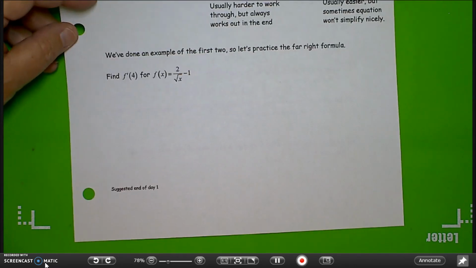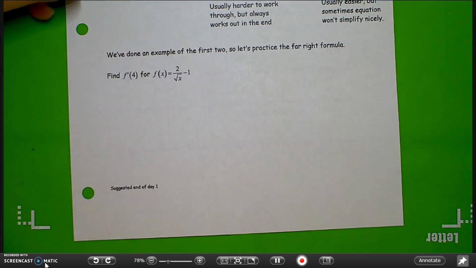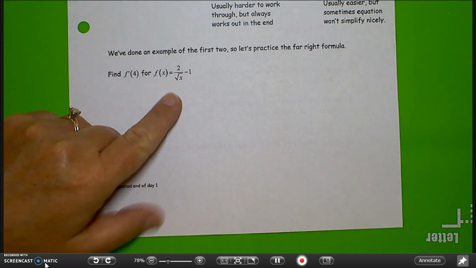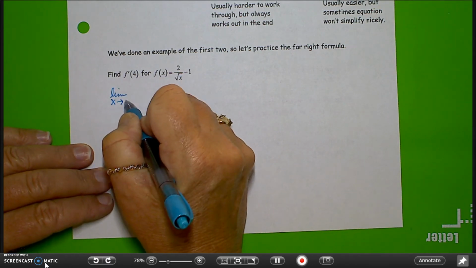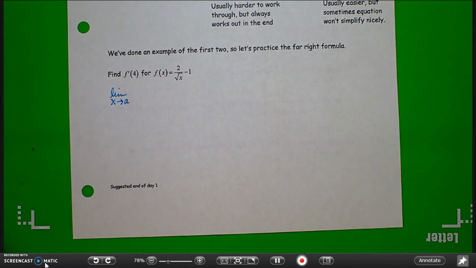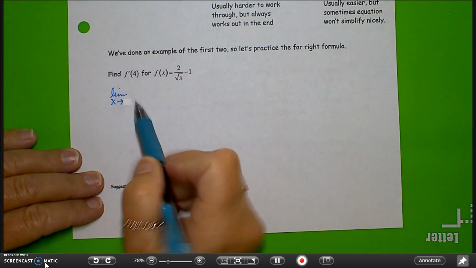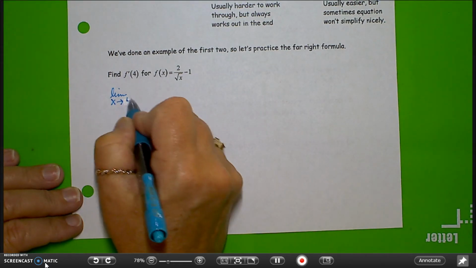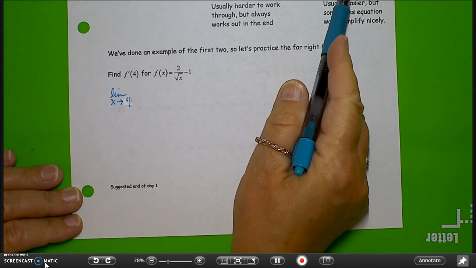So we've used the first two examples quite a bit. Let's do an example using our newest method. I'm going to use this function here. I want to find f prime at 4, the slope of the tangent line at 4, for this function. I always like to start by writing out my limit expression. So I have the limit as x approaches a. Actually, instead of a, let's plug in the value that we're headed toward. We know the x value we're interested in is 4. So the limit as x approaches 4 of f of x.